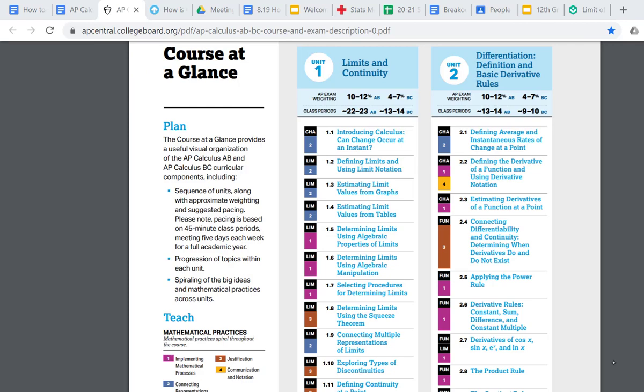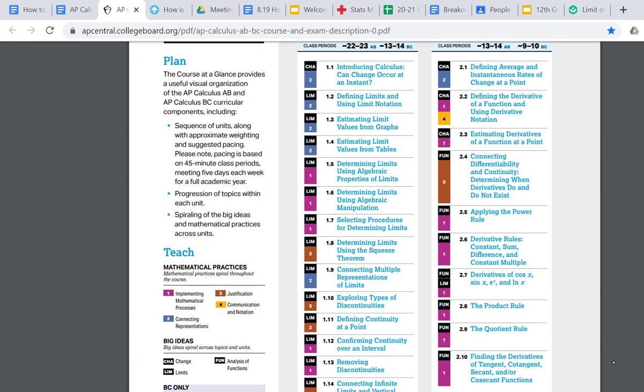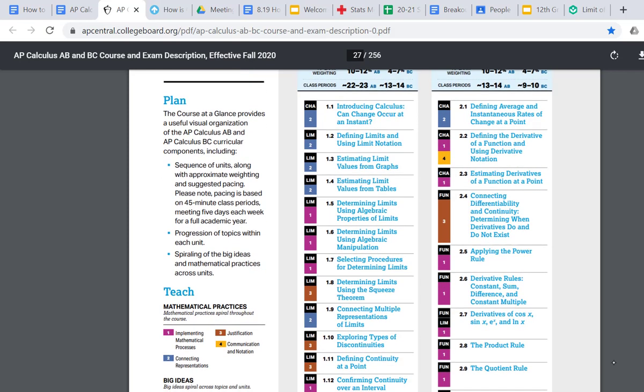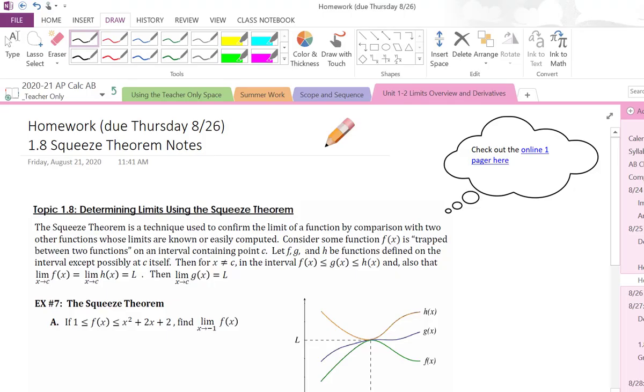So if I go to College Board and look at that course at a glance, in pre-calculus you guys did almost every single part. This is on page 27 of chapter 1 or unit 1. So you already talked about all these areas. The one area that you didn't talk about is 1.8, defining limits using squeeze theorem. So that's what we're going to spend some time on today in today's notes. All the rest of these are outlined in your OneNote.